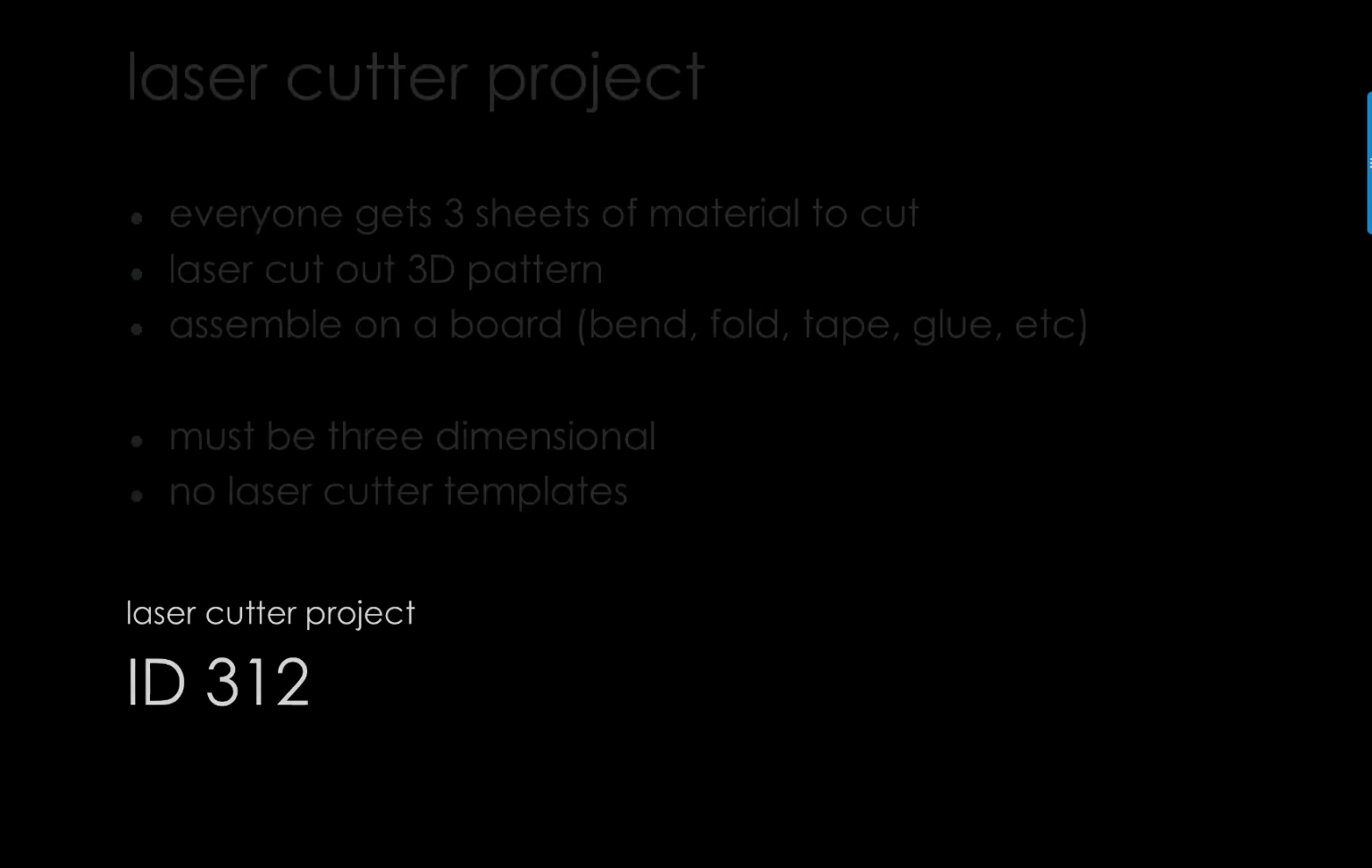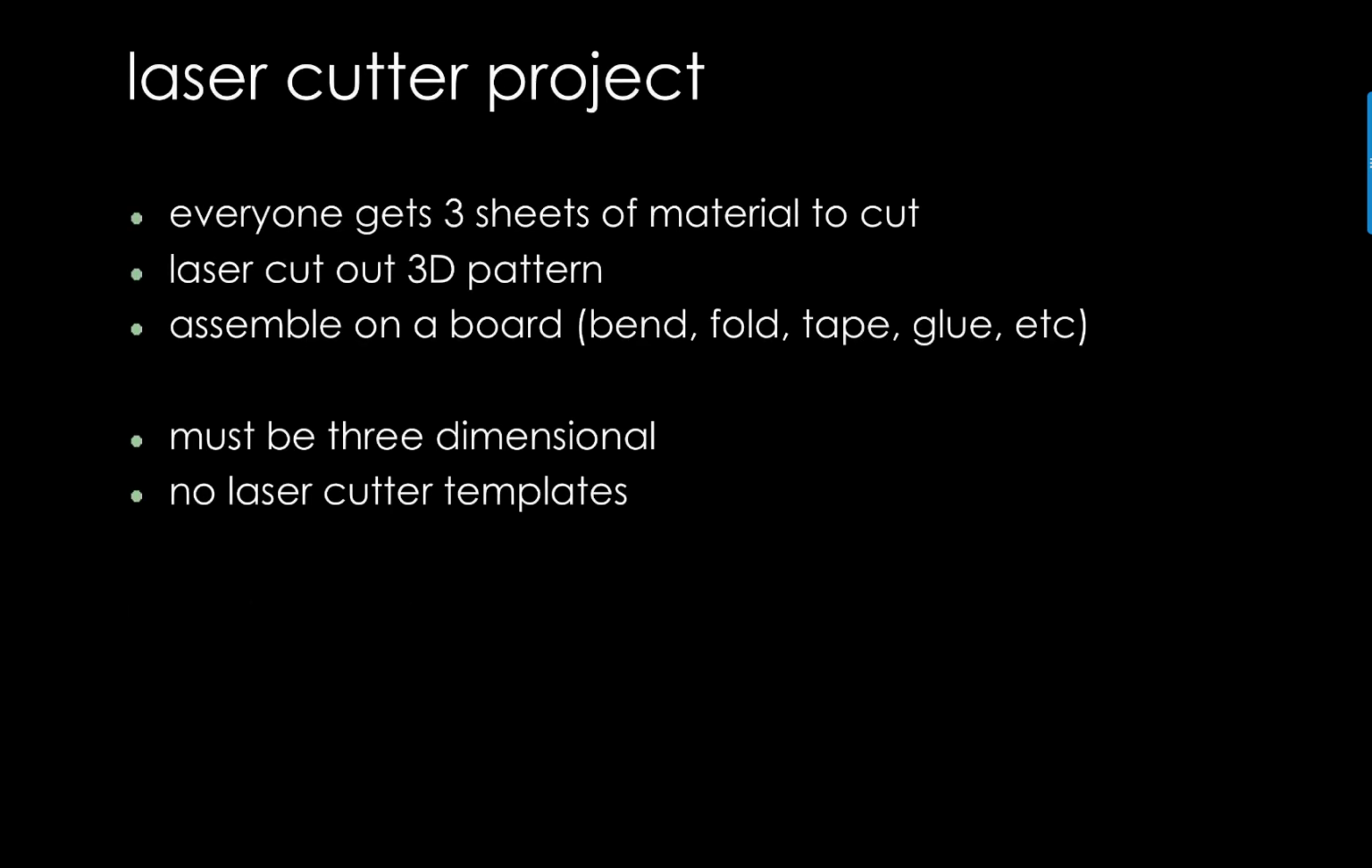So let's talk a little bit about a laser cutter project that I'd like to do. Basically, you get a couple of sheets of material, and we have two different kinds of material right now. I'd like you to cut out a pattern that becomes a 3D object. So not just a flat thing, but something that needs to be assembled, ideally something that is architectural in nature, some kind of screening wall, light fixture. There's a number of different options.